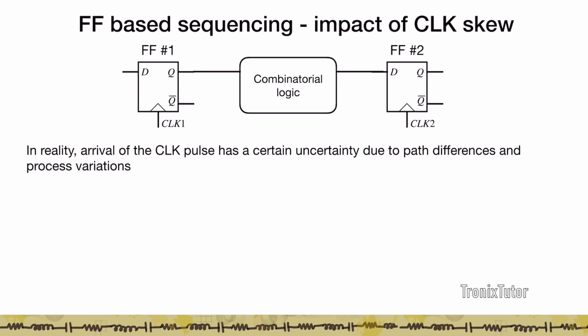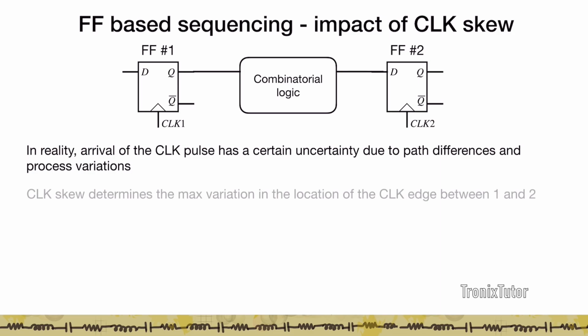So what do I mean by that? In reality, the clock pulse has a certain uncertainty. Remember, the path to flip-flop 1 might be different from the path to flip-flop 2, or there can be process variations in the path across the two, which leads to different arrival times at clock 1 and clock 2. And so we'll see what happens because of that.